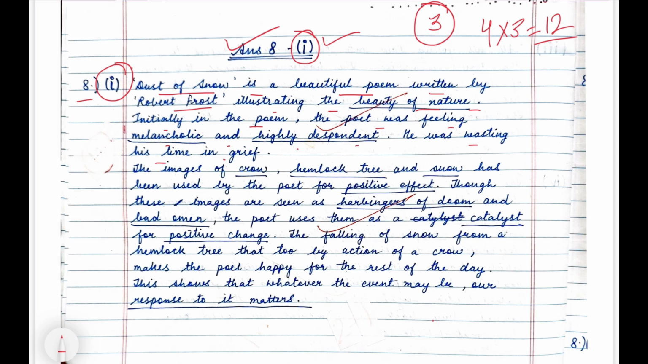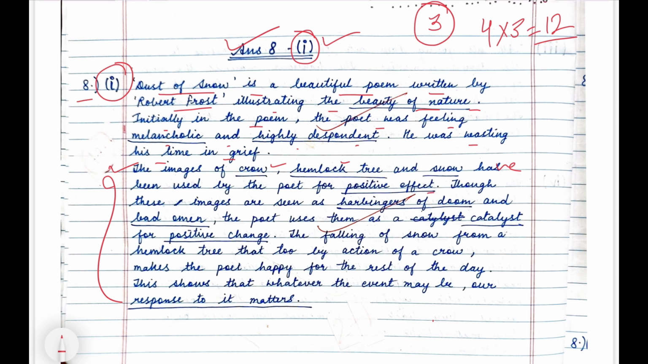He was wasting his time in grief. The question is this: how the images of crow and hemlock tree have been used in this poem. So you are to answer according to the question. The images of crow, hemlock tree and snow have been used by the poet for positive effect.